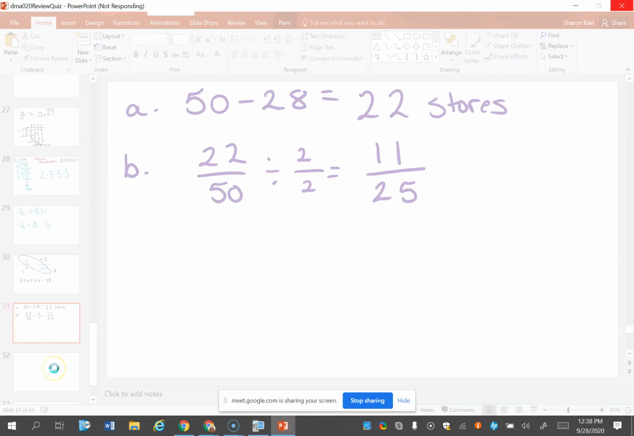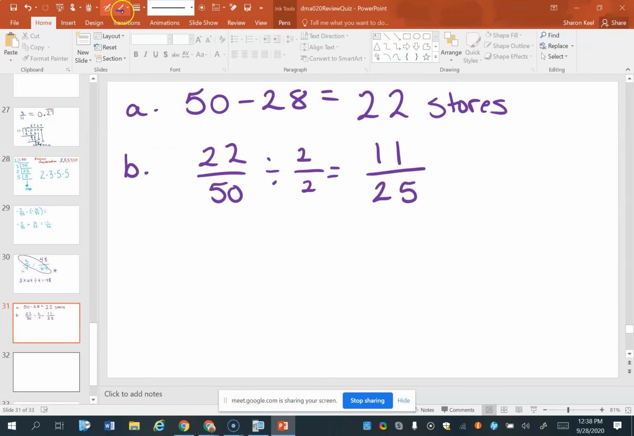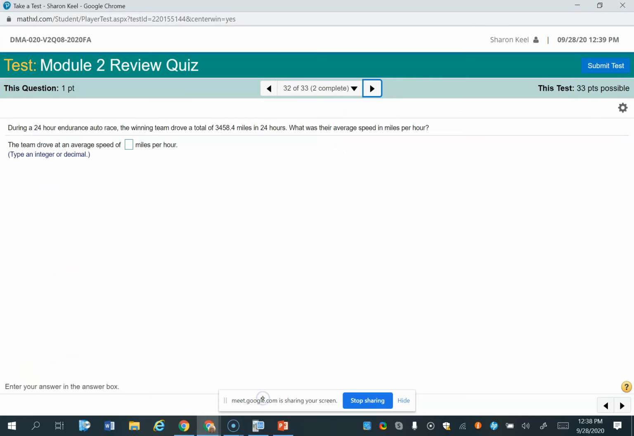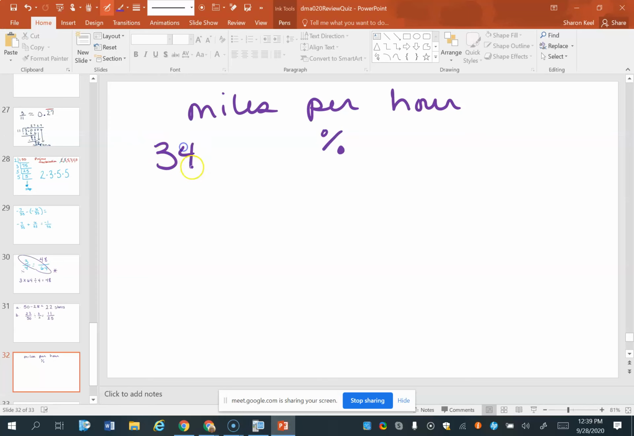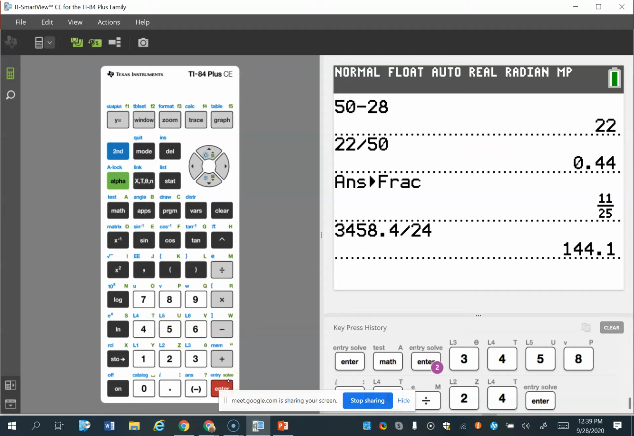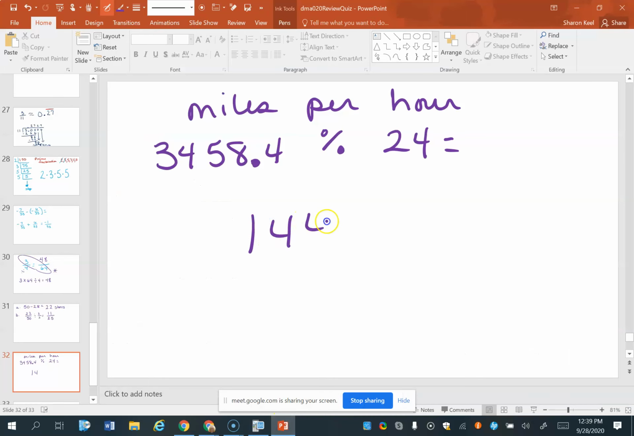Okay, so we are going to do miles per hour. Per means we're going to divide. The number of miles is 3458.4. The hours were 24 hours. 3,458 and 4/10 divided by 24 hours gives us 144 and 1/10. And that would be miles per hour.